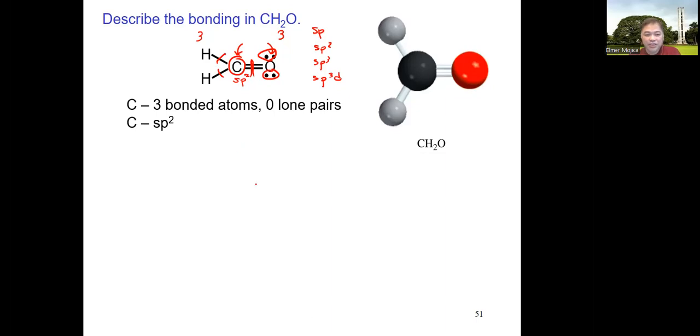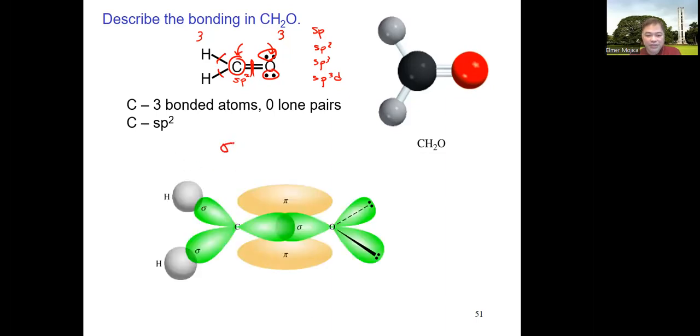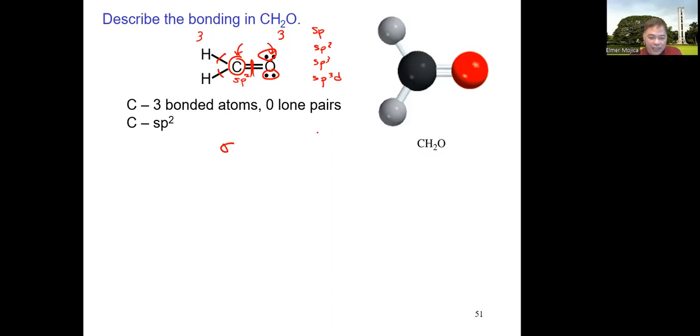Now, my question is, ilan sigma bonds meron dyan? Ilan pi bonds meron dyan? Overall. Maari yung tanong na to eh on Thursday kasi true or false lang bibigyan ko ngayon.